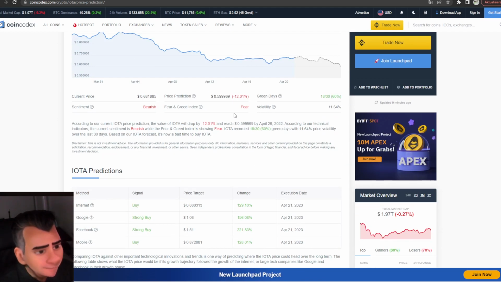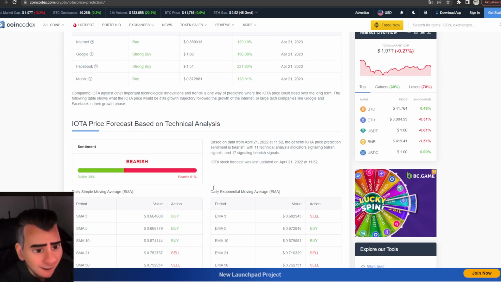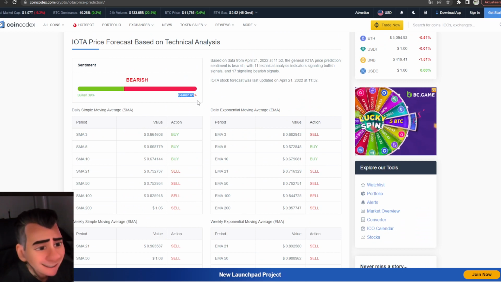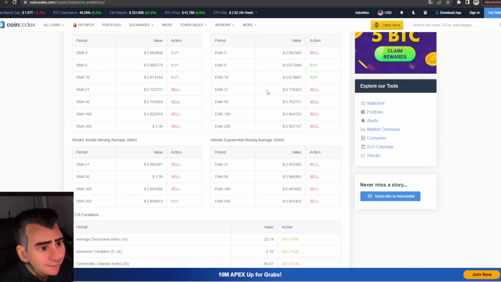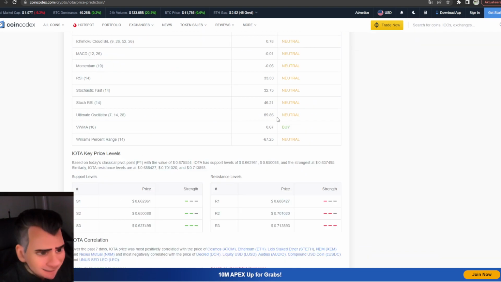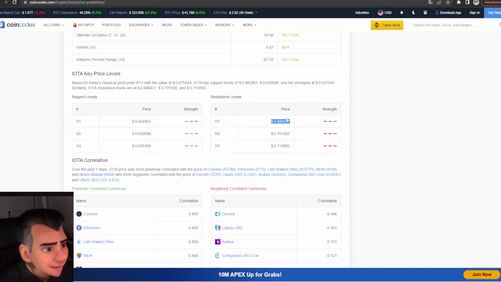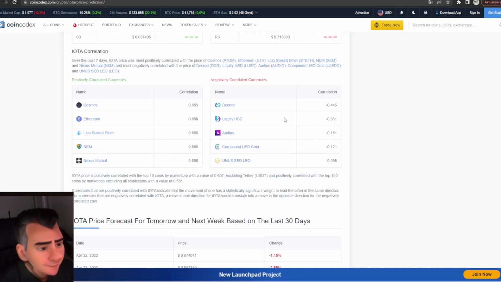If we are watching this one, we have fear in the market. Fear and greed index, fear in the market. The sentiment is bearish. We have bullish only 39%. We have bearish 61%. So most things are telling us we should sell IOTA. It's not good. I know it, guys. Big supports to the downside, 66 cents, 65 cents, 63 cents. Big resistance to the upside, 68, 70, and 71 cents. These are the big resistances we need to watch.